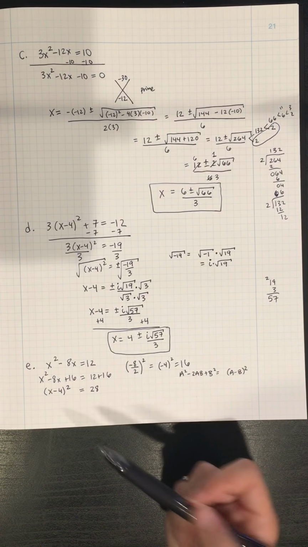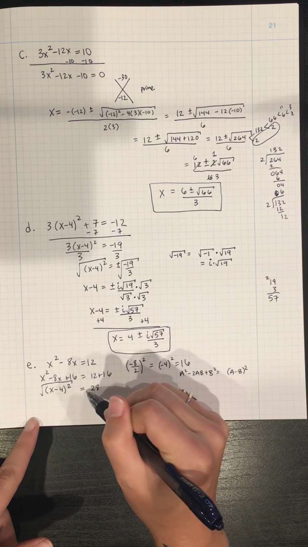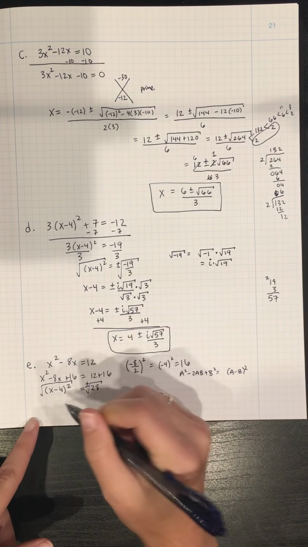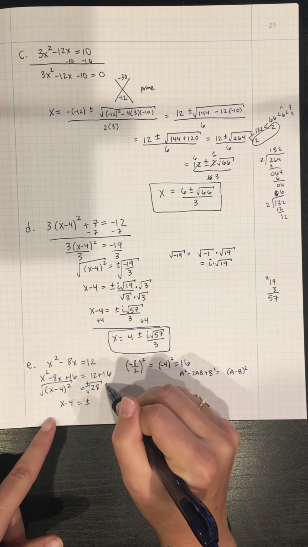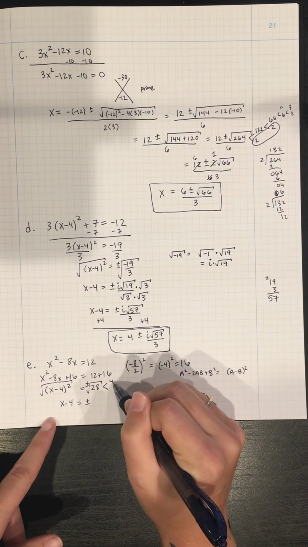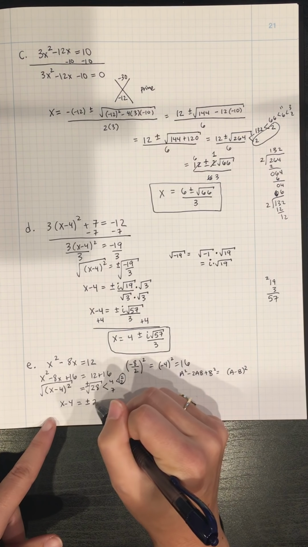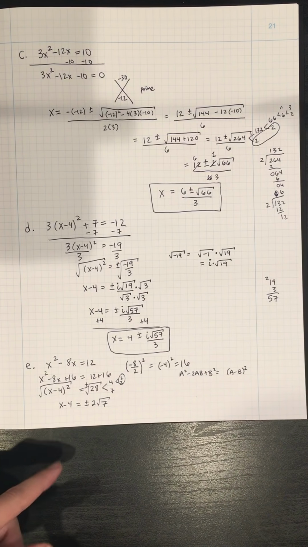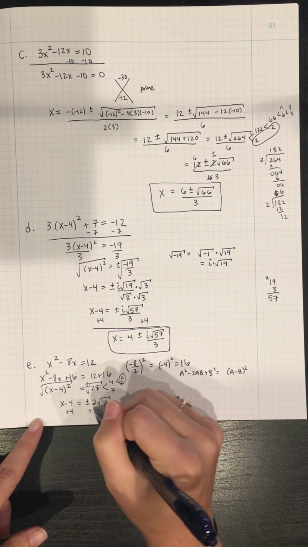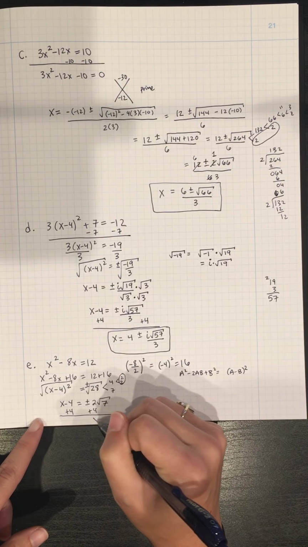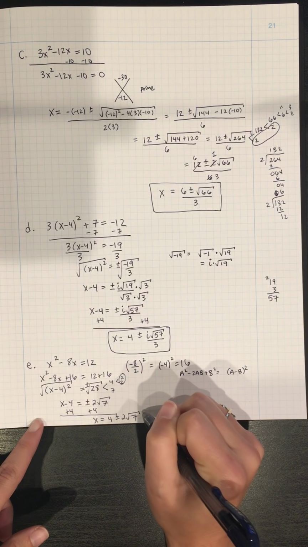And then once you've factored it, you can go ahead and square root both sides. Don't forget your plus or minus on the right. So then I've got x minus 4 equals plus or minus the square root of 28. Let's see if I can reduce my radical. That's 4 and 7, and 4 is 2 and 2, so I've got 2 root 7. And then to isolate x, I'm just going to add 4 to both sides and get x equals 4 plus or minus 2 root 7.